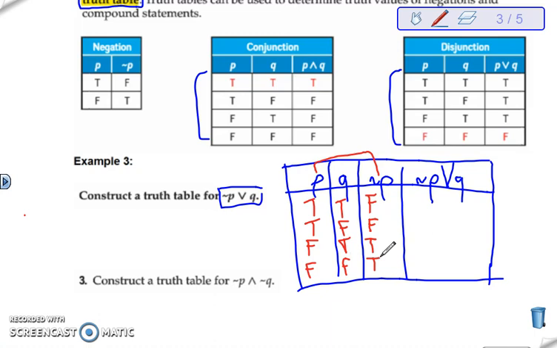And finally, we said an OR statement is true as long as at least one part of the sentence was true. So when I'm looking at these, I want to know whether not P or Q is true. So as long as I see at least one T, I can say it's T. So the first one's true. The second one is false. The third one is true. And the last one is true. And that is all we have to do.